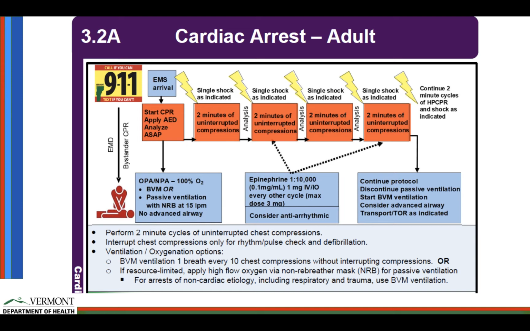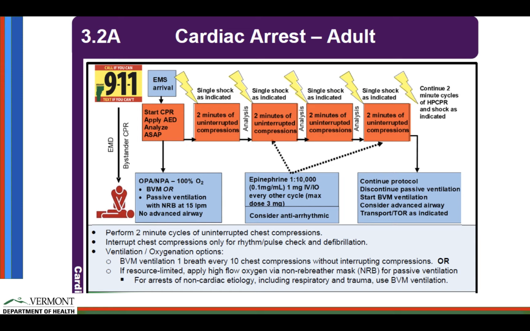Interruptions to compressions should never exceed 10 seconds. BVM ventilations are interposed into continuous chest compressions with 1 breath every 10 compressions. If resource limited, apply high-flow oxygen via NRB for passive ventilation, but use BVM as soon as more help arrives. For arrests of non-cardiac etiology, including respiratory and trauma arrests, use BVM ventilation. Note that during the initial 4 cycles of CPR, the focus is on high-quality, minimally interrupted compression.